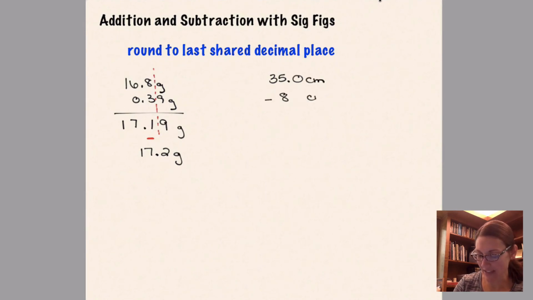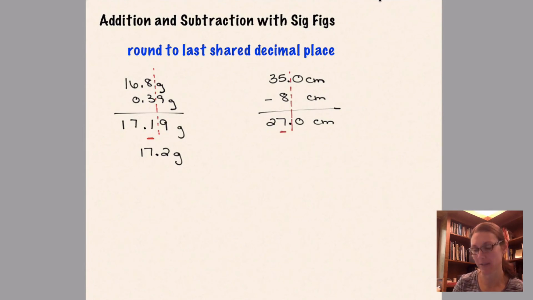Similarly, if you had a length of material that was 35 centimeters and you came in and you cut off 8 centimeters, then what you'd be left with is 27.0 centimeters of material. But you don't actually know that it's 27.0 because you don't know anything beyond 8 centimeters. You need to round to that last shared decimal place, in this case the ones place, and 27.0 centimeters would be written as 27 centimeters in that case.